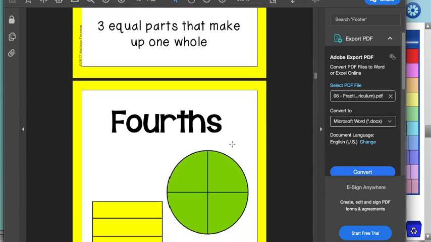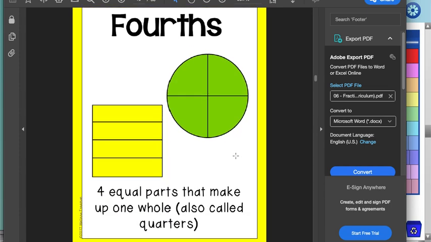Now there's one more I'm going to show you today, and that is called fourths, okay? And as you've probably guessed, that means, yes, separating the whole into 4 equal parts. 1, 2, 3, 4, and 1, 2, 3, 4. Okay? Making sure they're equal is very important. Now, one really cool thing about fourths is that it also has another nickname. You can call them quarters.